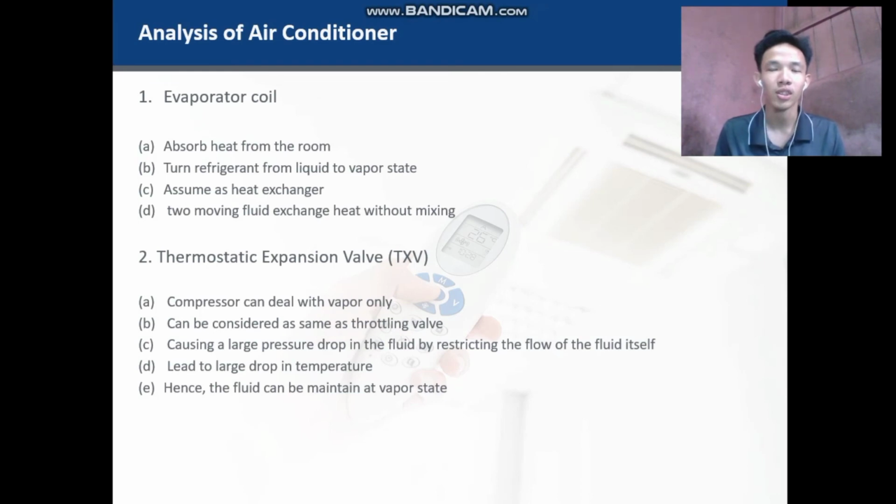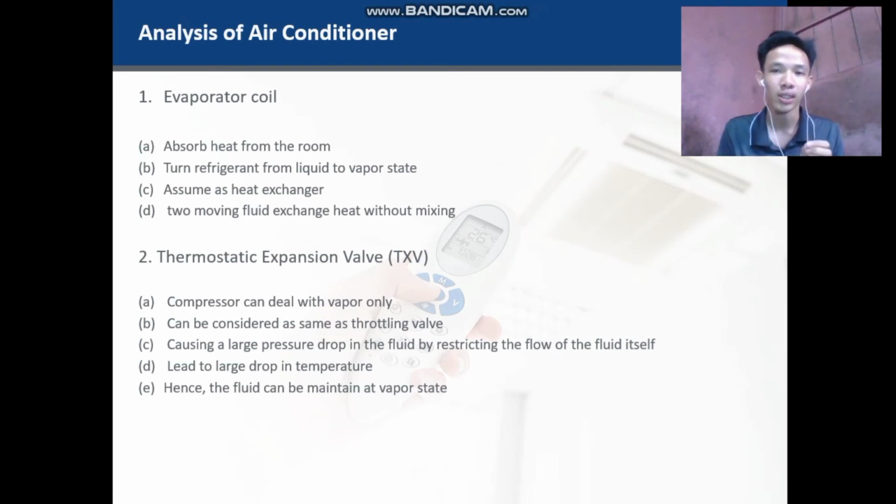So now I will continue with the analysis of the air conditioner. First one is the evaporator coil. This evaporator coil will absorb the heat from the room, and it will turn the refrigerant in the evaporator coil from a liquid state to a vapor state. We can assume this evaporator coil as a heat exchanger. Why do I say so? Because its function is the same as a heat exchanger, where two moving fluids exchange heat without mixing.